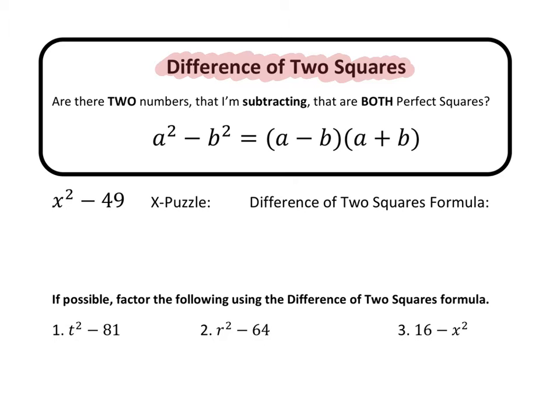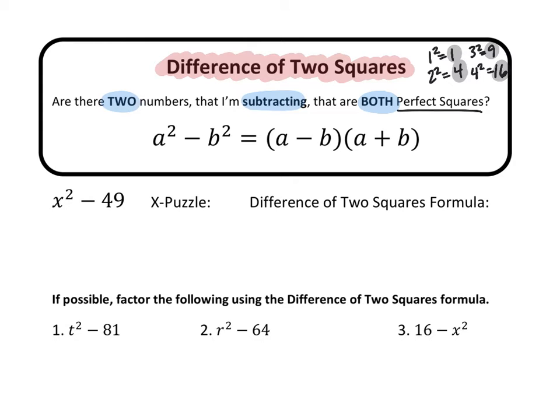Now, you're only going to be able to use this formula when you have a difference of two squares. So you have to ask yourself, are there two numbers that I'm subtracting, and are both of those numbers perfect squares? Now, what do we mean by perfect squares? Well, perfect squares are the numbers that are squares of other numbers. So 1 squared is 1. 2 squared is 4. 3 squared is 9. Do you see where I'm going with this? 4 squared is 16. All of these numbers that are the squares of other numbers are called perfect squares.